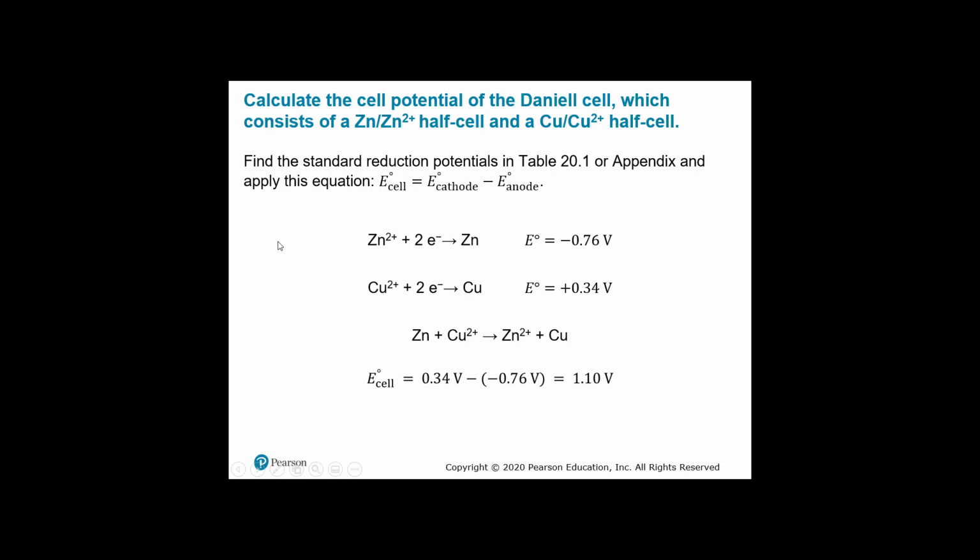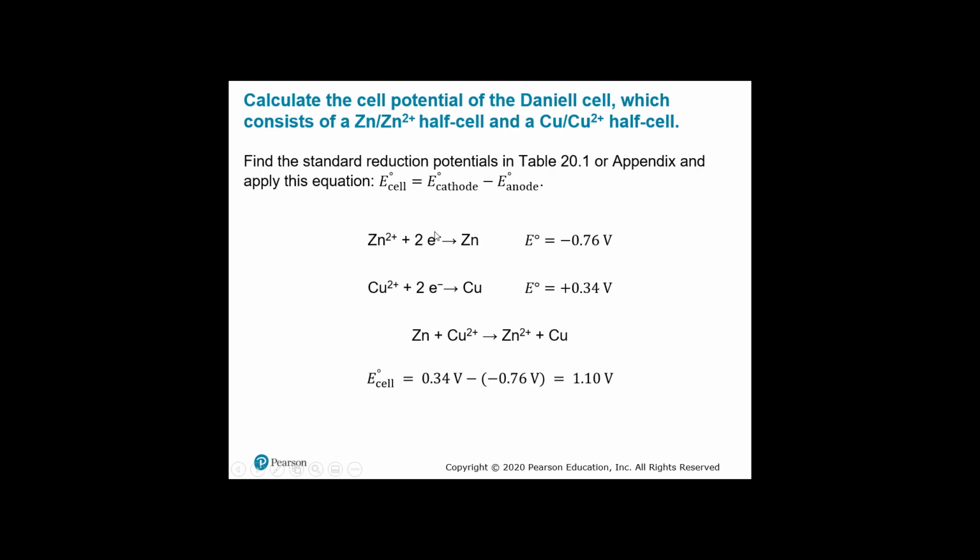Okay, so here is calculate the cell potential of the Daniell cell. Remember, I take these from other slides, and for some reason they're called voltaic cells, Daniell cells. I didn't catch that. I would have deleted it. So if you see Daniell cell, it's a voltaic cell, and it's from another book, which consists of a zinc half cell and a copper half cell. Find the standard reduction potentials and apply this. Okay, so we have a negative 0.76 volts, and this is an oxidation, and here is a reduction. So we have the cathode minus the anode.